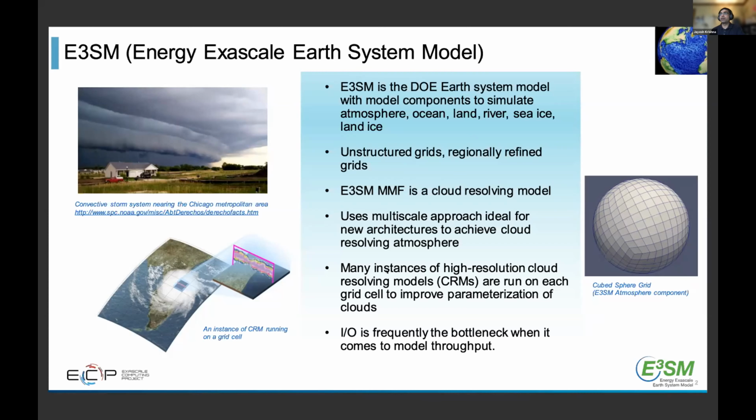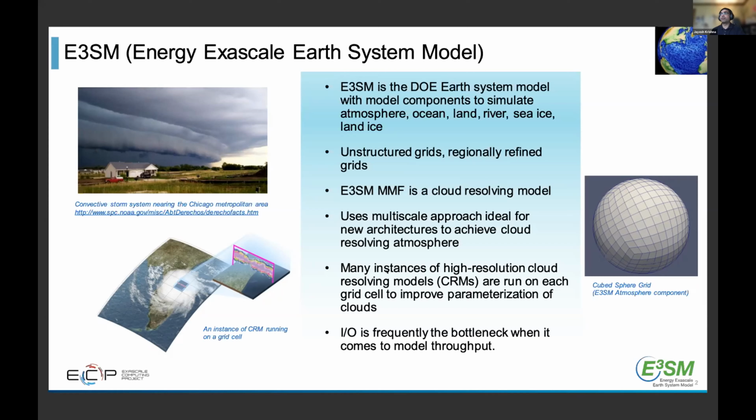Specifically, we would like to resolve convective storms, like shown in the figure on the left above. To achieve that, in the MMF project, we are using the multi-scale modeling approach and running multiple instances of the high resolution cloud resolving model on each grid cell in E3SM. This approach is shown in the figure on the left below.